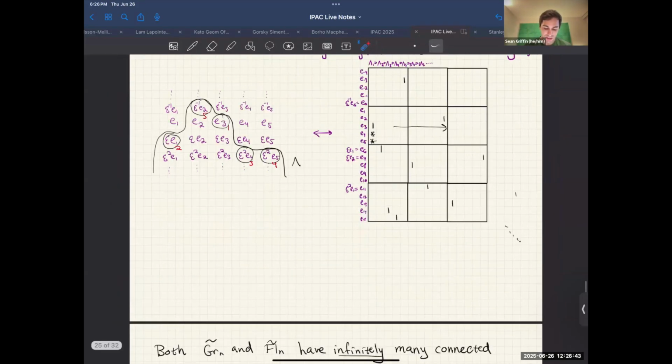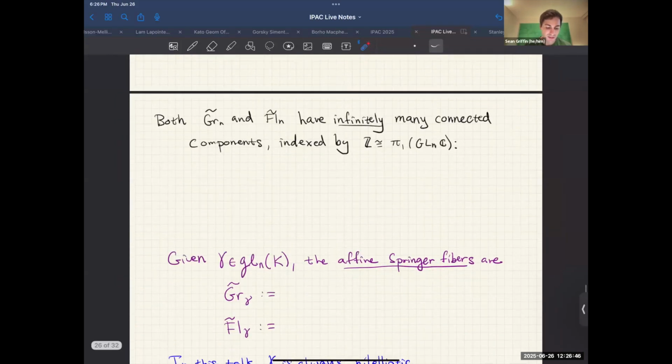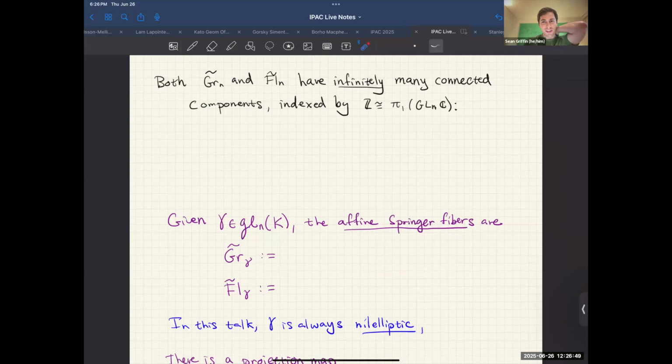So there's a notion of Schubert cells in this setting. Okay, so one of the major differences between the usual flag variety and these affine flag varieties and Grassmannians is that they're both infinite dimensional. And in fact, they have infinitely many connected components. The connected components are indexed by the integers. The reason being that the fundamental group of GL_n over the complex numbers is isomorphic to Z. And the extra parameter is sort of like a loop rotation.